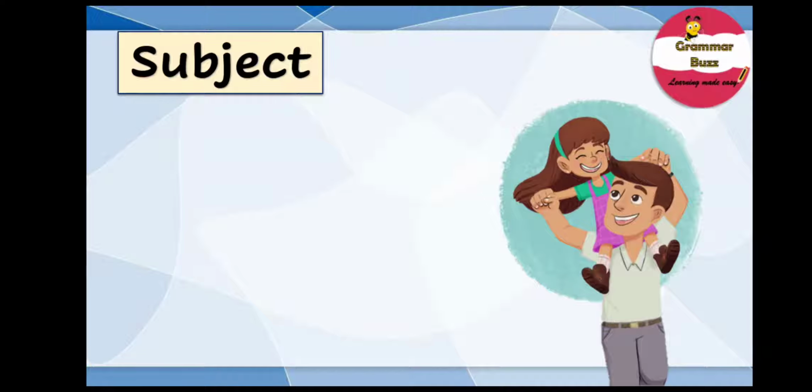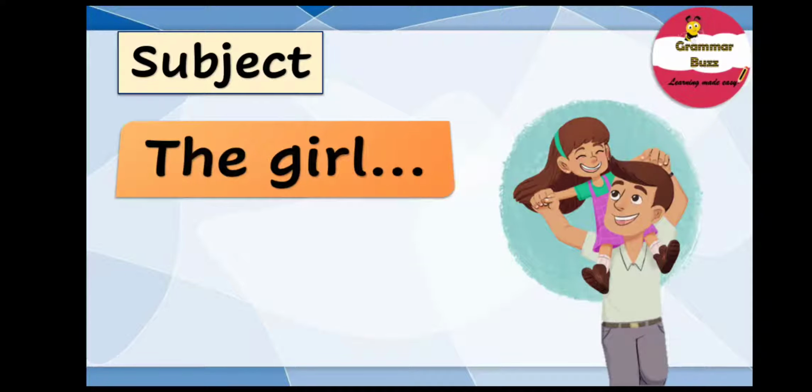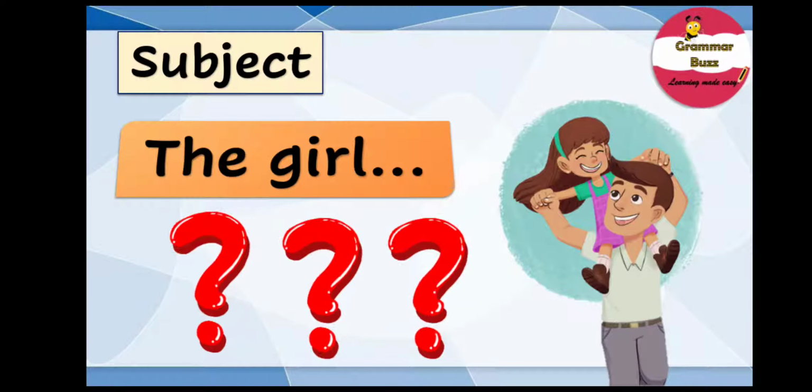If we have only the subject, for example, the girl, you will have no idea what the girl is or does. Was the girl happy? Was the girl sad? Did the girl hang out with her father? We don't know. Do you know? Certainly not.